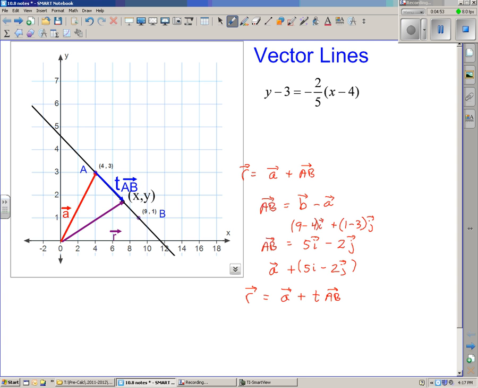So all we have to do now is write this in component form. Vector r is equal to 4i plus 3j, that's the position vector that takes me out to point A, plus t times (5i minus 2j). That is the vector that's going to take me in the direction from point A to point B. We can combine this in a couple of different ways.